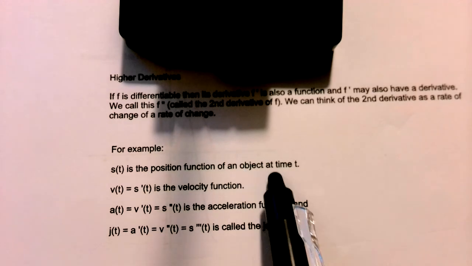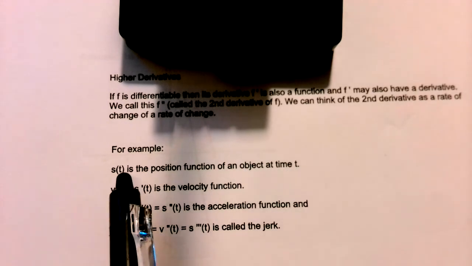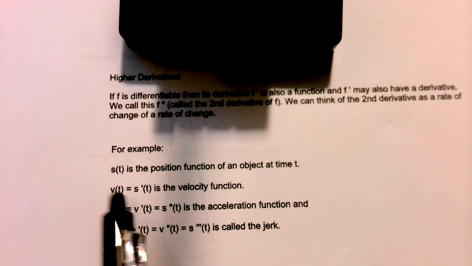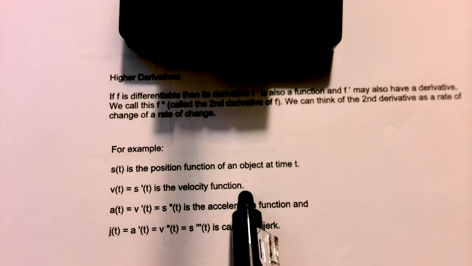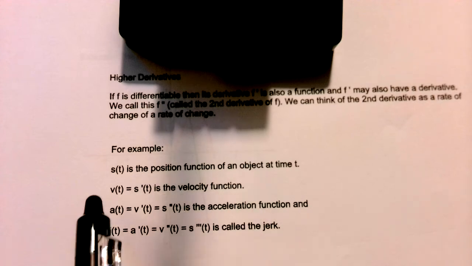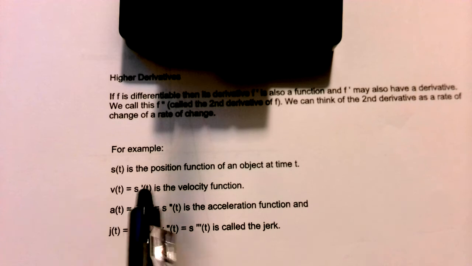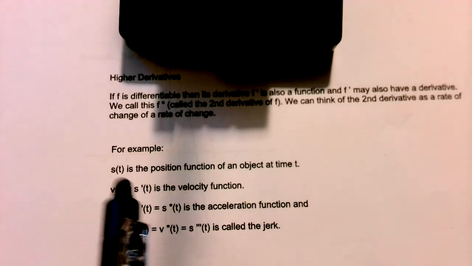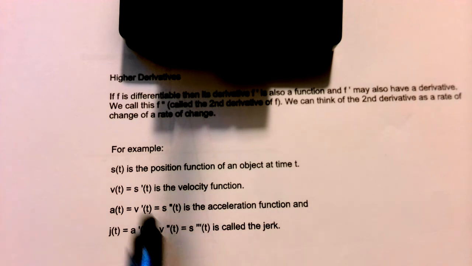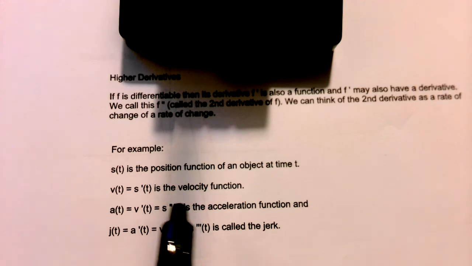Say that s of t is the position function of an object at time t. A lot of times we use s of t. V of t is the first derivative of the position function, and this is the velocity function. A of t is the first derivative of the velocity function, but the second derivative of the position function, and this is the acceleration function.